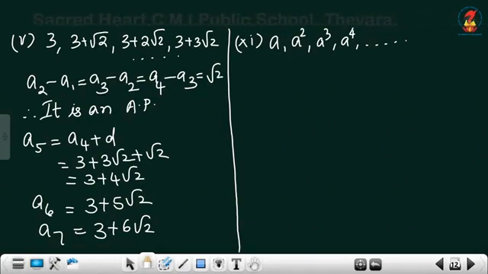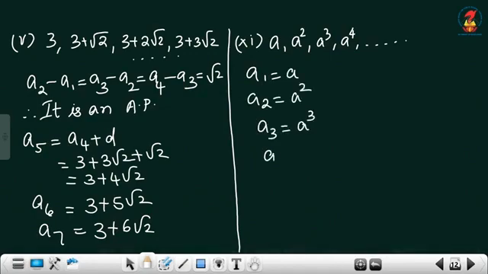The 3 more terms are 3 plus 4 root 2, 3 plus 5 root 2 and 3 plus 6 root 2. So same question, 11th subdivision: A square, A cube, A raised to 4, etc. First we have to check whether this is an AP or not. If it is an AP, you have to find 3 more terms. So A1 is equal to A, A2 is equal to A square, A3 is equal to A cube, A4 is equal to A raised to 4.